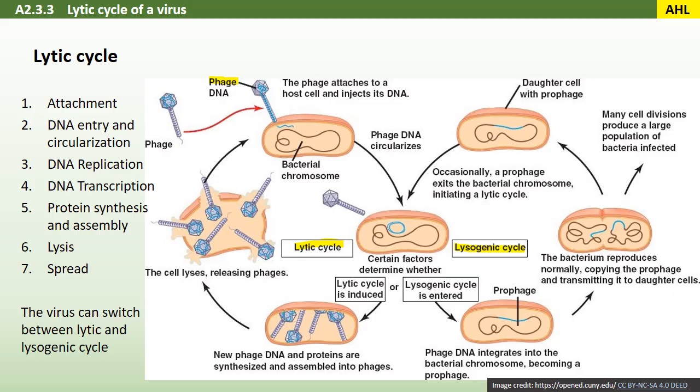First, we have attachment, when the phage attaches to the bacterium. Then we have DNA entry, when the DNA enters into the bacterium, and then circularizes. You see the circular DNA of the phage in the middle of the slide inside the bacterium.